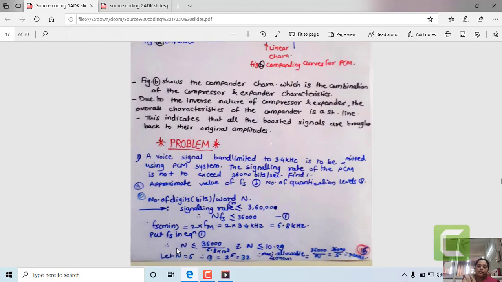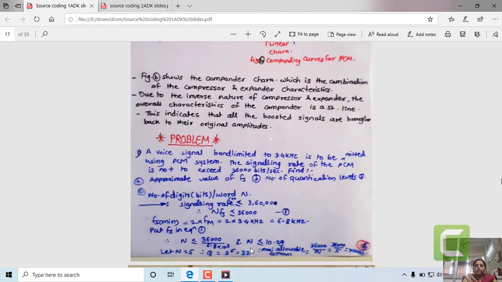Again, we will consider an n value that is less than 10 also eligible for this system implementation. So we will take n equal to 5. With the relationship Q is equal to 2 raised to n, we can find the number of quantization levels is equal to 32. Is it clear, friends? If yes, then in the comment box, please write down clear.